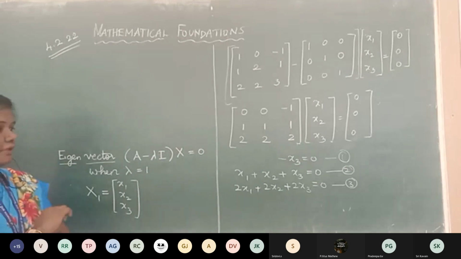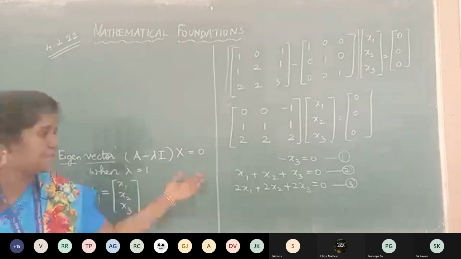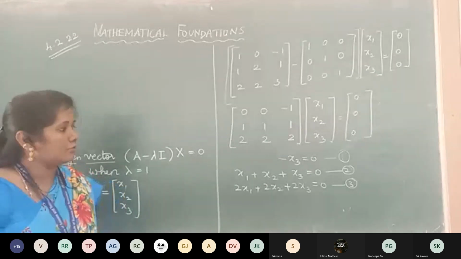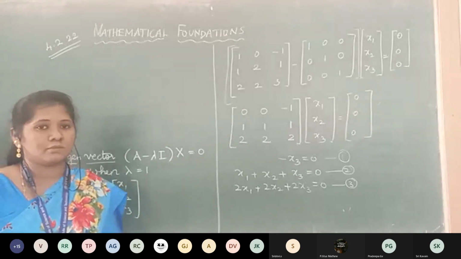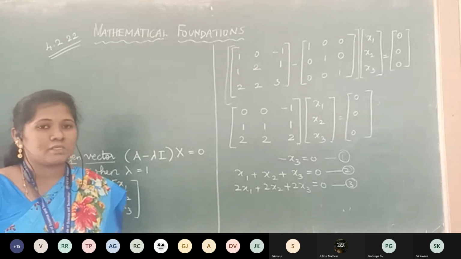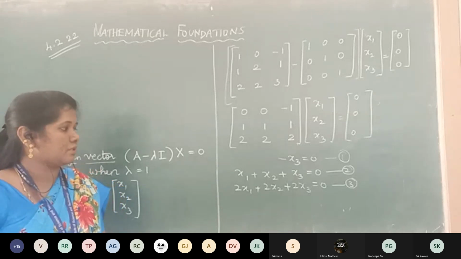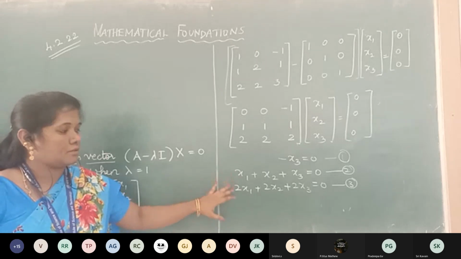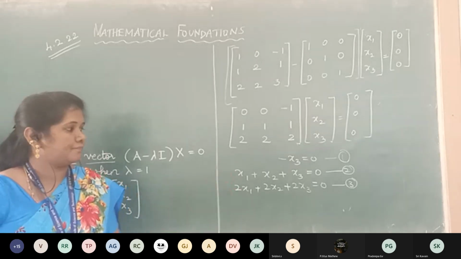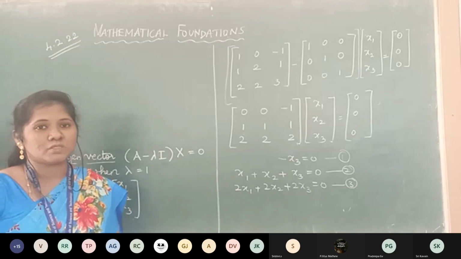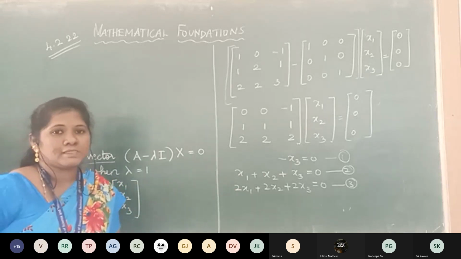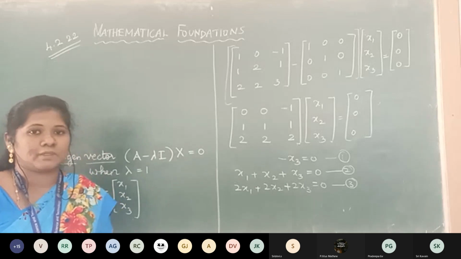So after finding the equations, you have to see whether they are all different equations. Here, if you see, your first equation is unique. So x3 is equal to 0 from that first equation itself. From your second and third, see whether your second equation and your third equation are same or different.